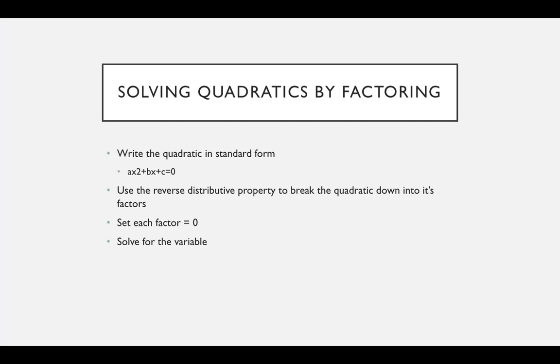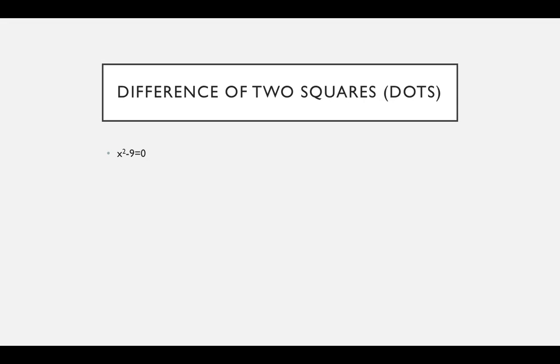So we are solving quadratics by factoring, which we saw yesterday. You again want to write it in standard form, that's ax squared plus bx plus c equals 0. And then we use the reverse distributive property to break it down into its factors, which is our two sets of parentheses. We set each set of parentheses equal to 0 and solve for the variable. So nothing is changing from yesterday. We're going to see some problems in the notes today that look exactly like the problems we saw yesterday, in addition to this new difference of two squares pattern.